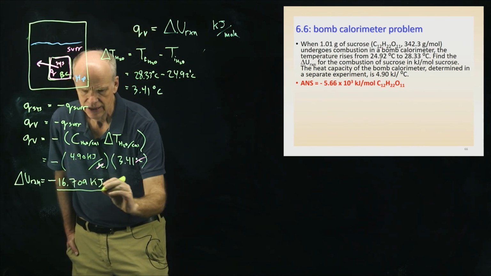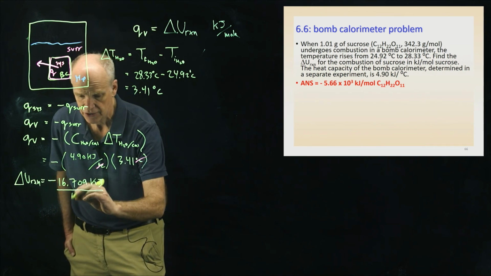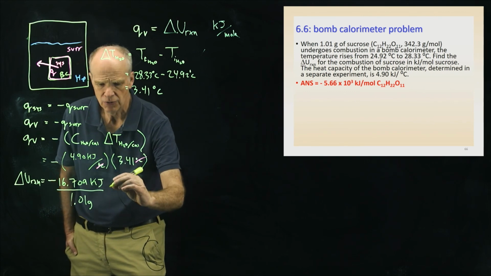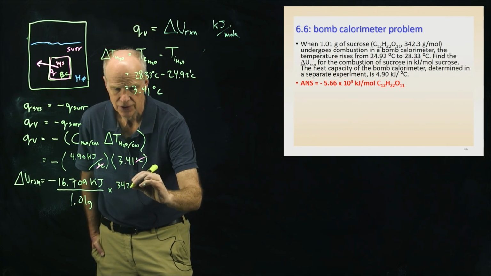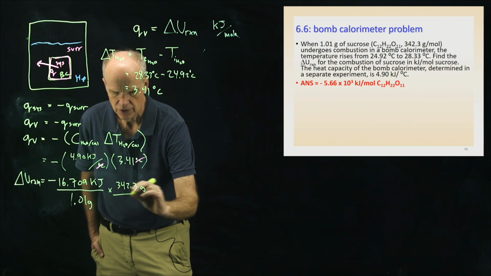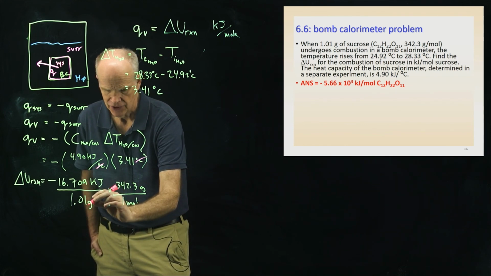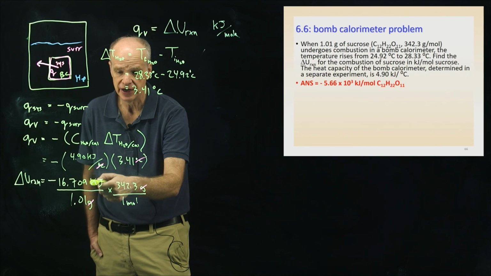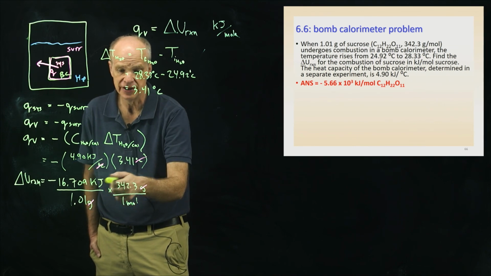You take that value and you note in this problem that this amount of change of internal energy occurs with the mass of sugar you see in the problem, which is 1.01 grams. So I'm going to write 1.01 grams here. Now, can we figure out how many moles this is? Sure. We can just multiply this by the molar mass of sucrose, which is 342.3 grams over 1 mole. If we do that calculation, the grams cancel out. So what you would do is multiply negative 16.709 times 342.3 divided by 1.01, and that should give you an answer in kilojoules per mole.